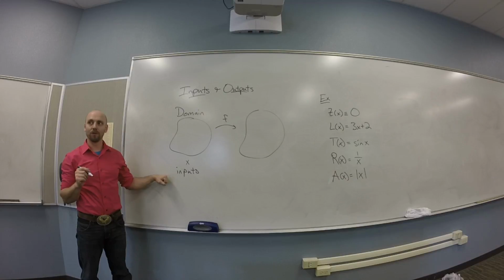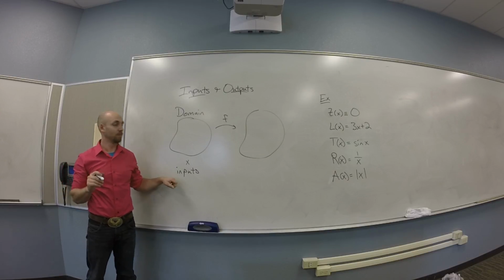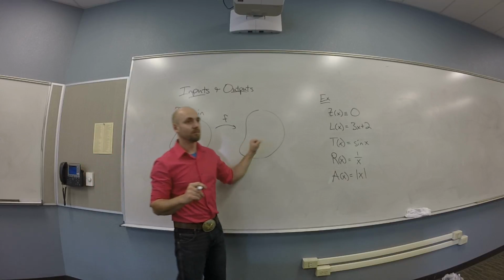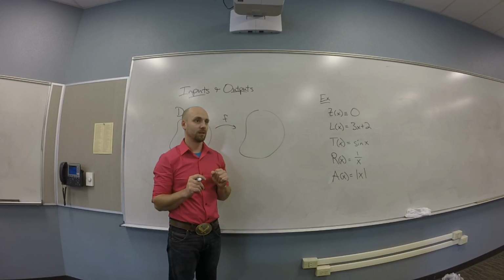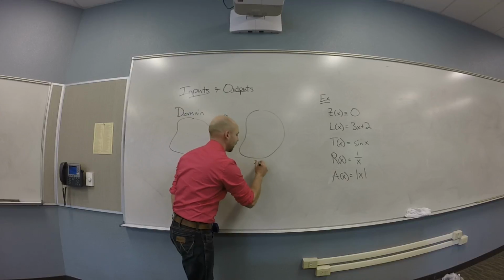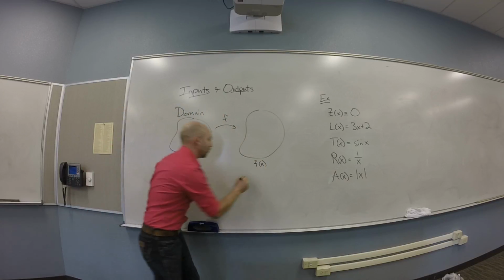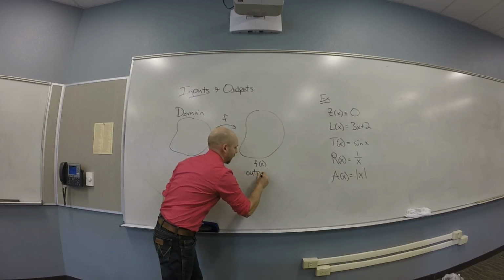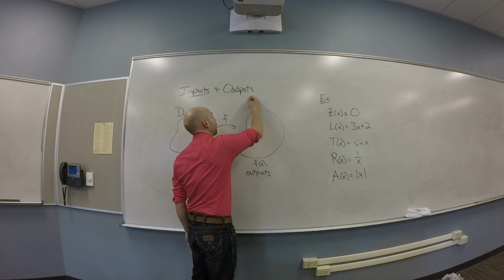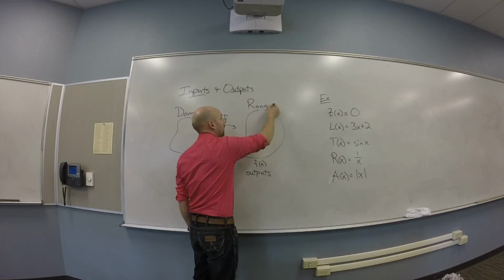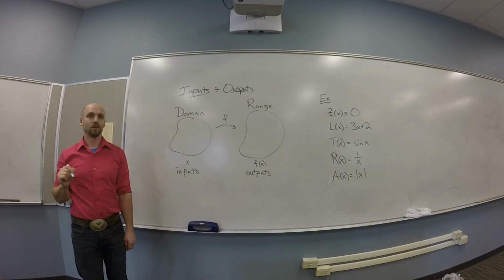I really would prefer if we thought of inputs in this class, because you guys are getting to the level where it's okay for us to do functions of t or functions of theta, right? You guys have seen those before. All right, how about this side? What's the corresponding stuff on this side? F of x, which is the outputs. And this is the range. You guys with me on that?